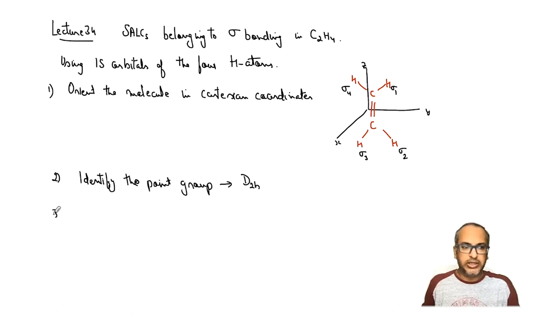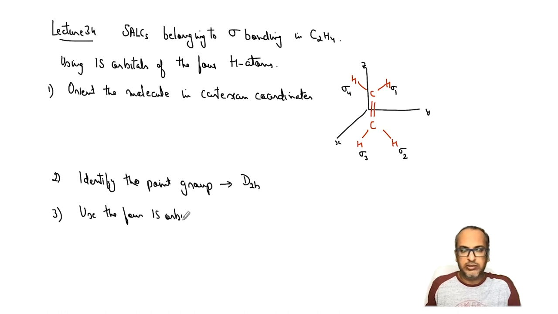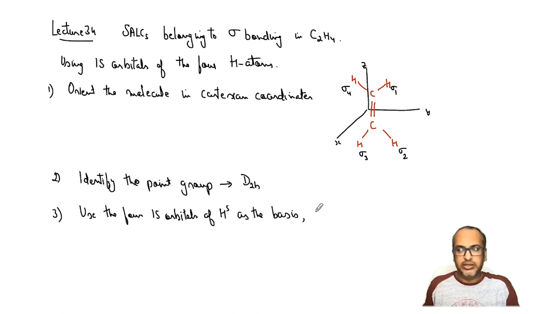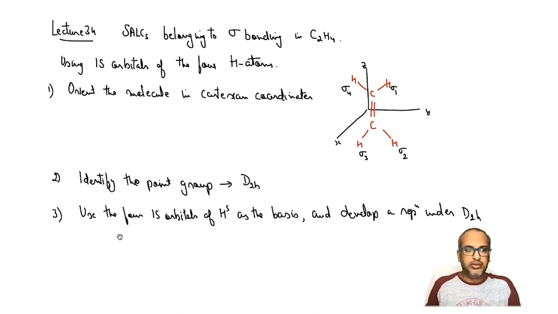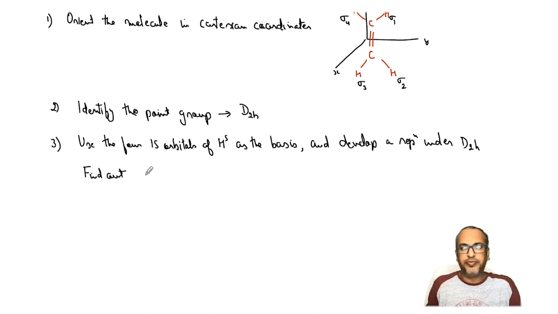Let's not go into those details. We have already discussed this molecule itself before. Now what we'll do is use the 4 1s orbitals of hydrogens as a basis and develop a representation under the D2h point group. So when I say that, what do I mean? That means I'm going to find out the matrix representation under all symmetry operations.